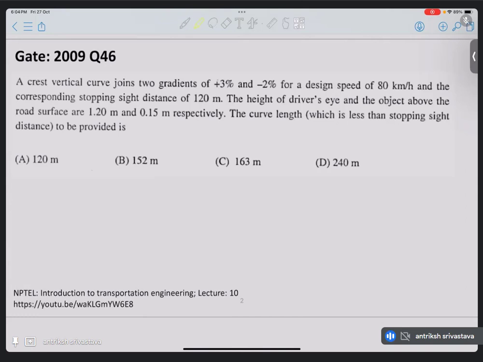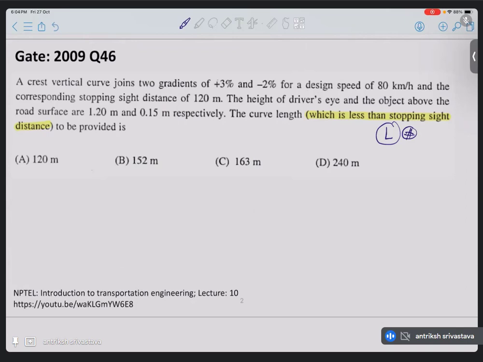So this is a very interesting statement that is given to us. That is, the curve length, which is less than the stopping sight distance. So no matter what value you get for L, you have to tell here the value of L which you get after assuming that the length of the curve is less than the stopping sight distance.